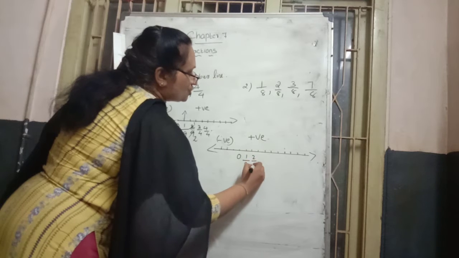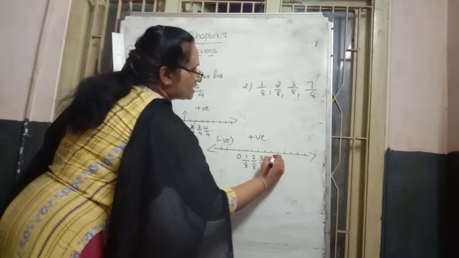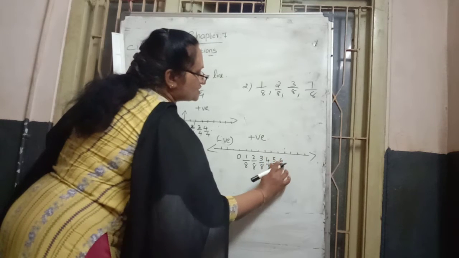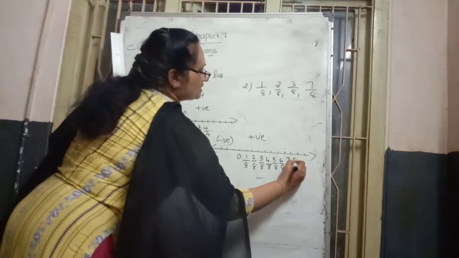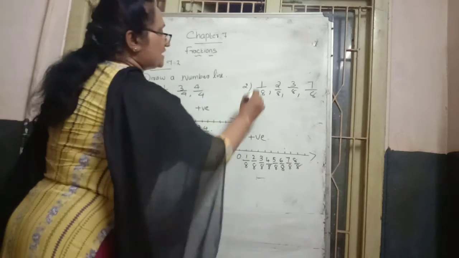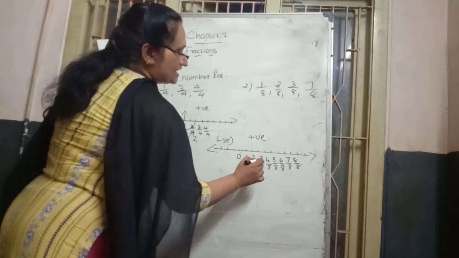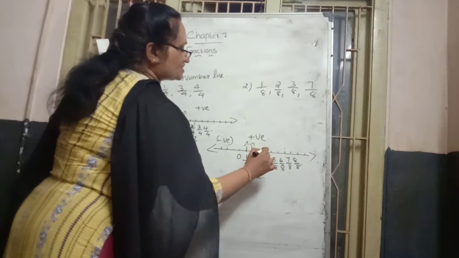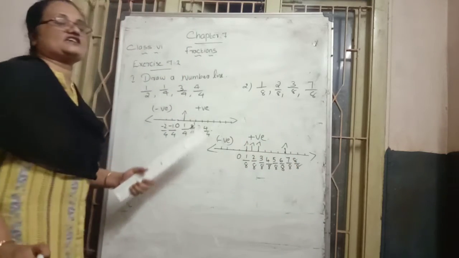Second number 2 by 8. Third number 3 by 8. Fourth number 4 by 8. Fifth number 5 by 8. Sixth number 6 by 8. Seventh number 7 by 8, eighth number 8 by 8, all like that. What numbers do we want here? 1 by 8, next 2 by 8, next 3 by 8, next 7 by 8. All these numbers we mark on the number line.